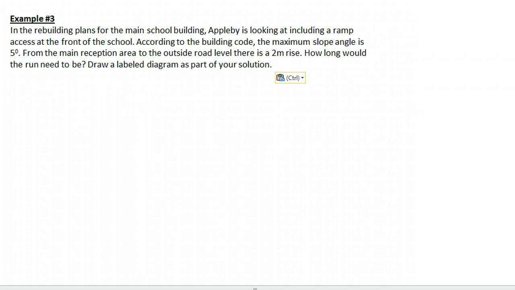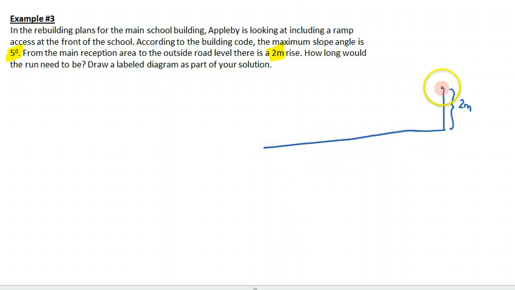So whenever we have a problem like this, we read through it, and typically we like to highlight what's important. So we have the 5 degrees, which is really important. We have a 2-meter rise, that's an important one in there. And we'll start by drawing a diagram. It says that there's a 2-meter rise, so here's your 2 meters. And then if we envision this, the ramp's going to look something like that.